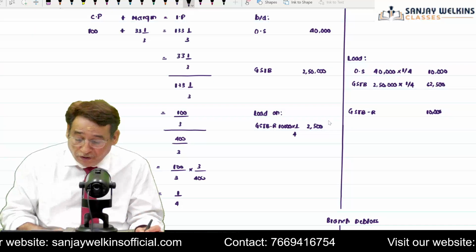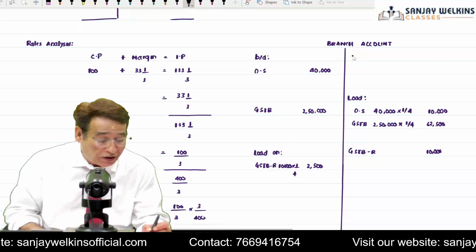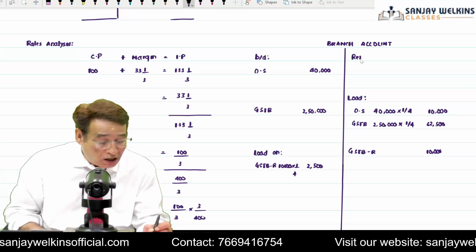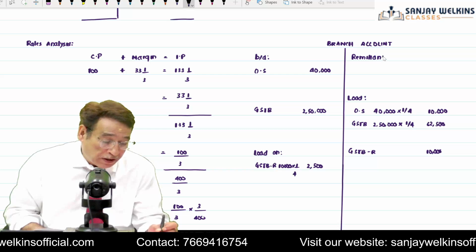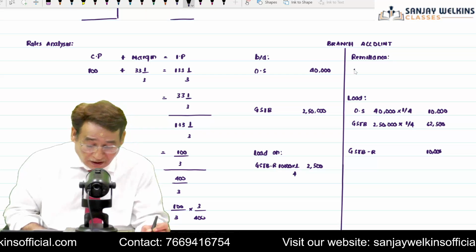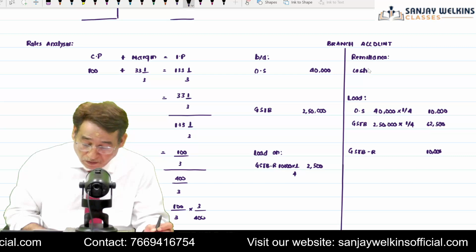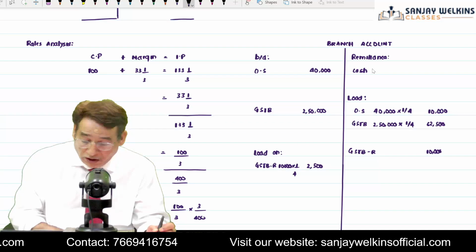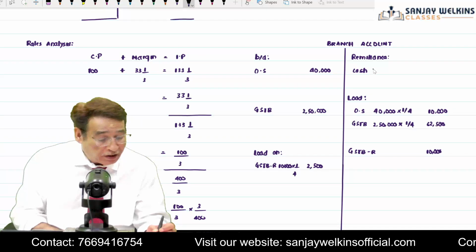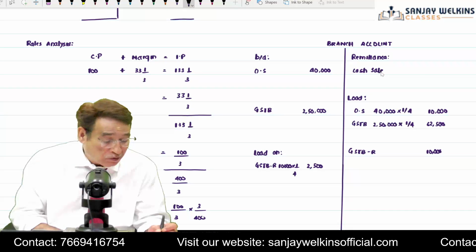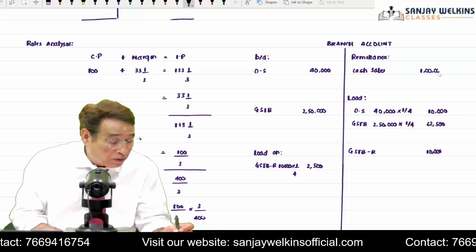The next item we are being given here actually is cash sales. So I will be writing over here remittances. Under the remittances, I will write cash sales. The amount of cash sales in this particular case is 1 lakh. Cash sales given to us is 1 lakh, right? So cash sales is 1 lakh. So I will be writing here 1 lakh.